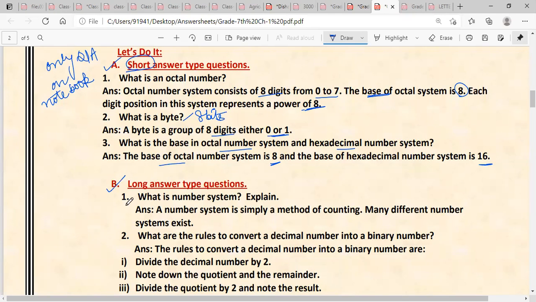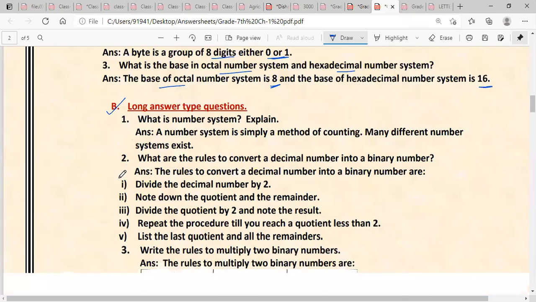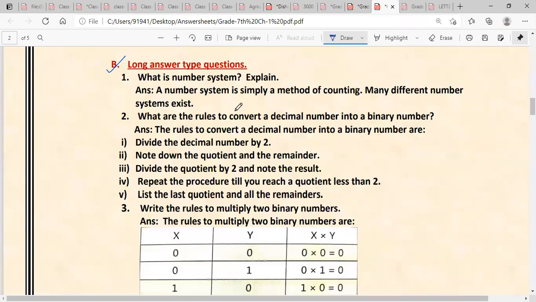Now, next is long answer type questions. What is number system? Explain. A number system is simply a method of counting we use for counting. I have already told you, and many different number systems exist. It has so many types: octal number system, binary number system, hexadecimal system.